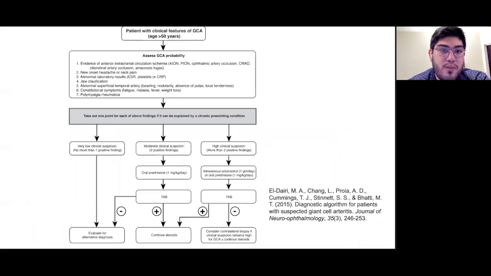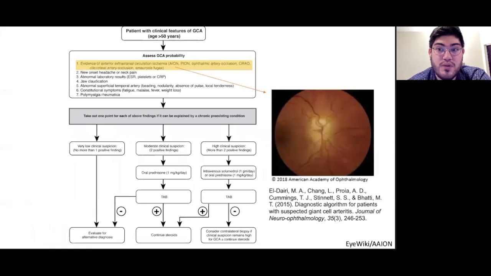Now, moving on, Dr. El Diary et al. created this diagnostic algorithm for patients with suspected GCA. Now, I'm going to mainly focus on one part of this, which is number one, evidence of anterior extracranial circulation ischemia. Now, we're going to start with AION, which is anterior ischemic optic neuritis.